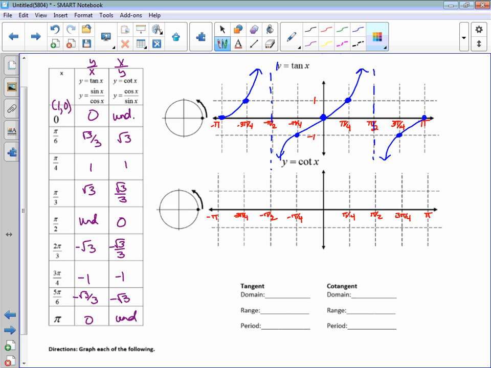Hey guys, you gotta make sure the shape of your graph is nice. It can't be a scribbly mess. Okay? You will lose points for the shape of your graph if it's not a nice curve.